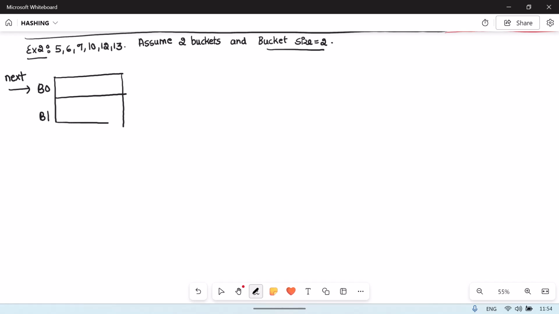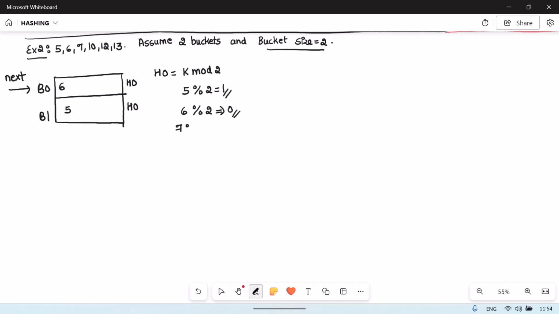Okay, so first it is H0 on both of them. H0 is whatever K mod 2. So 5 mod 2 is equal to 1, so 5 will come here. Correct? Likewise, 6 mod 2 is again 0, so it will come here.